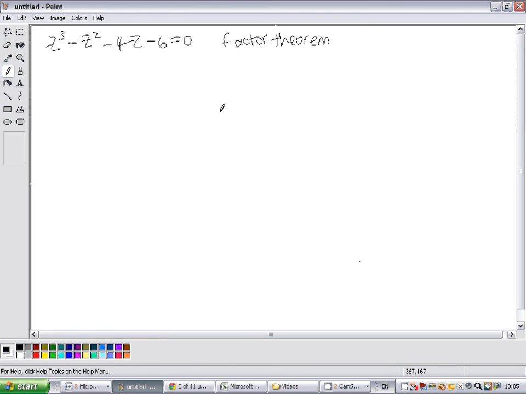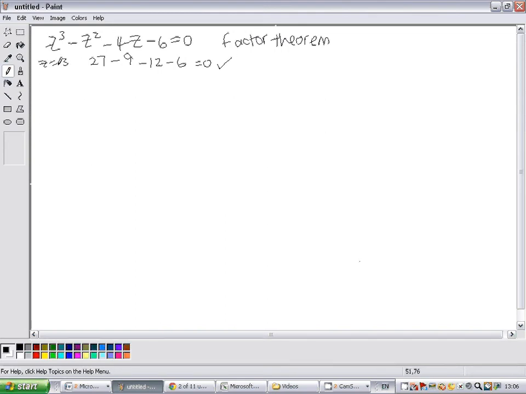So I hope you actually did pause the video and have a go and you're not just cheating. But I found that z equals 3 was the root, and if we just check it, 27 minus 9 minus 12 minus 6, and that does give you an answer of 0. So z equals 3, that is the root.